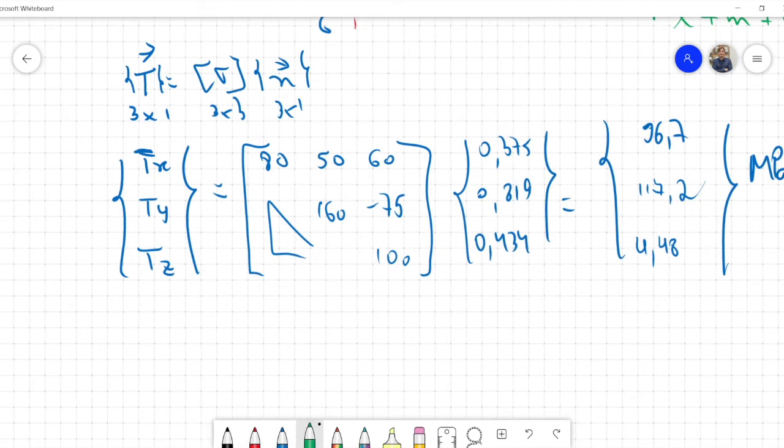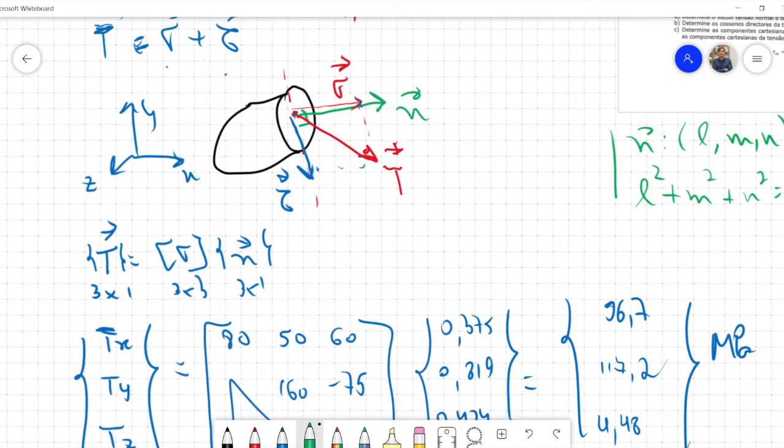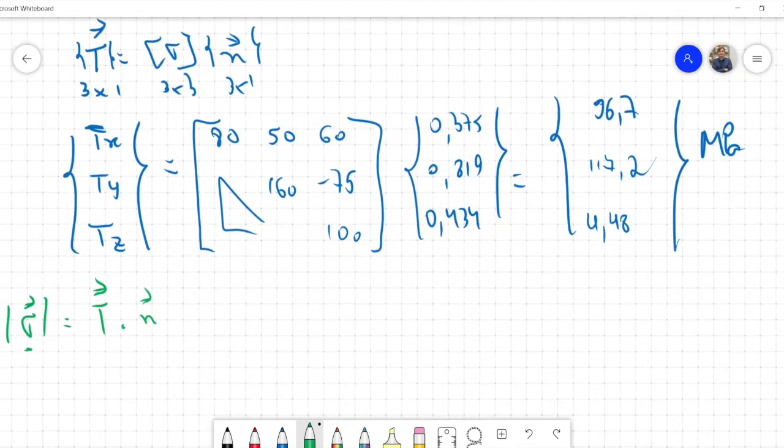Let's change the color, we have plenty of colors. The modulus of the normal stress vector is obtained if I take the internal product of the resultant stress and the direction for which I want to get the modulus. So we know that the normal stress vector is in the direction of the normal vector to the plane. So I know once again everything here. You must remember that the internal product is obtained by multiplying the x component of this vector with the first component of this vector, plus the second components, plus the third components. So that will be 96.7 times 0.375. Forgive my handwriting, I'll try to get better during the semester.